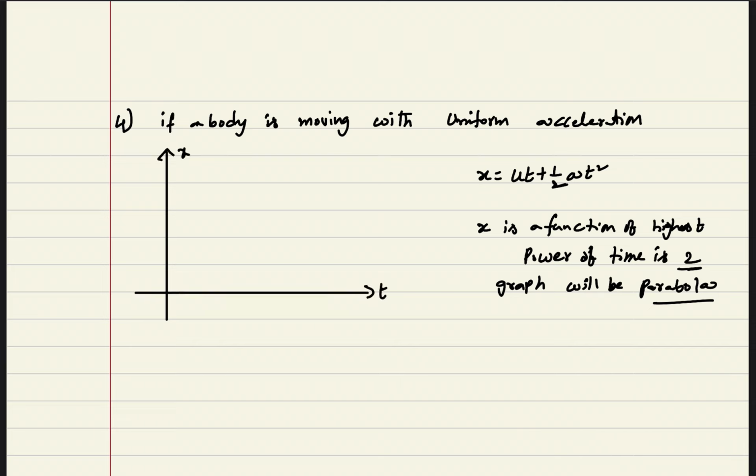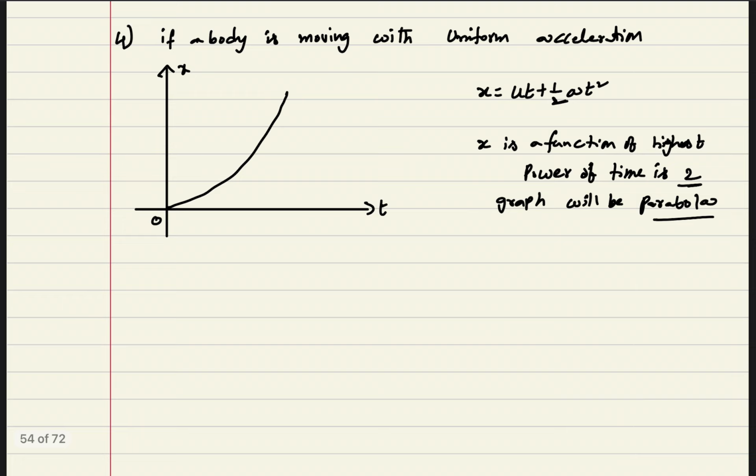I am drawing that x and time t. If I draw the graph, it is passing through origin and is a parabola. This is the graph.